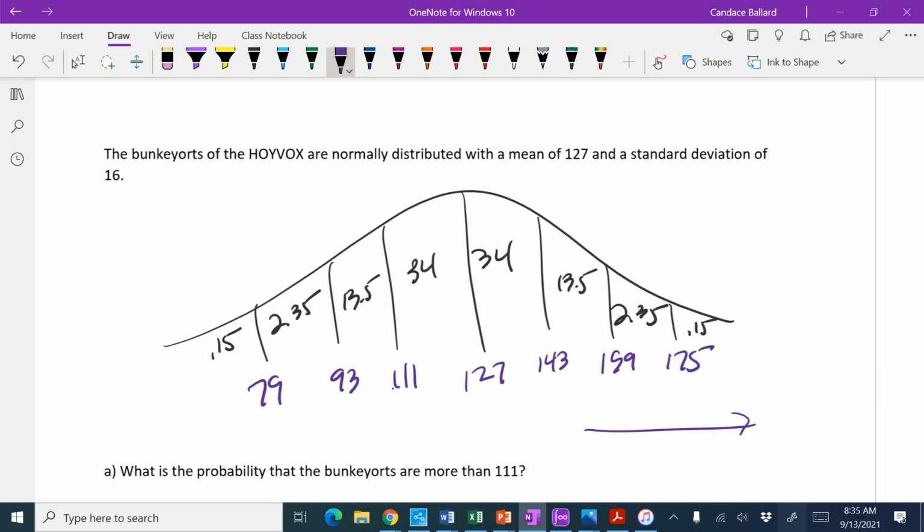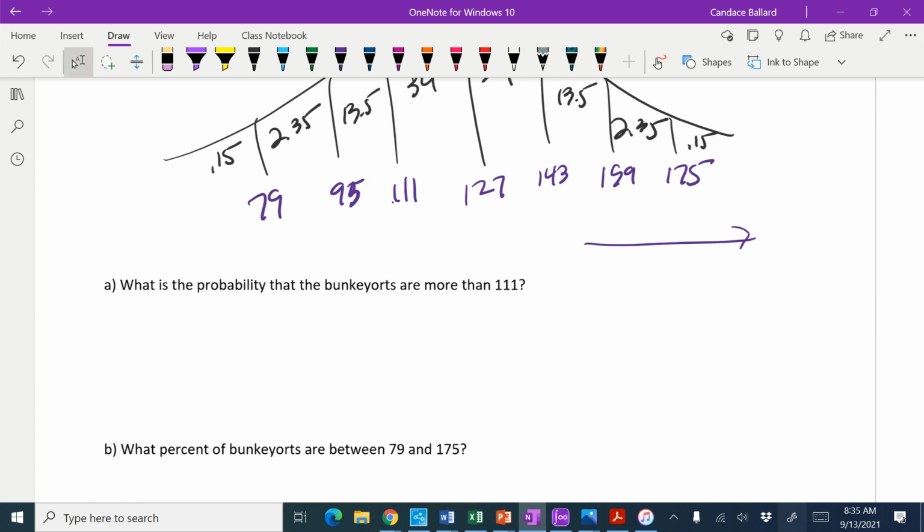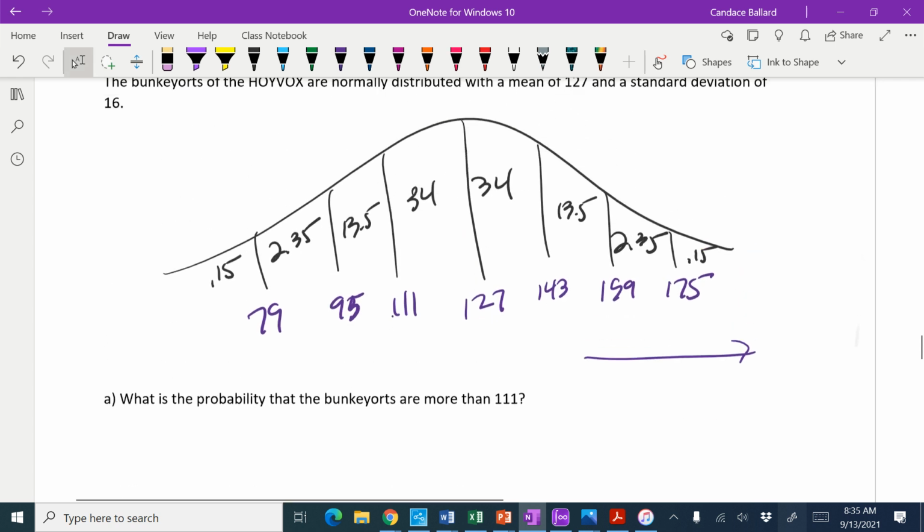79. Everybody in agreement? So we can add and subtract. We got 95. Okay, is that better? So now we can add and subtract. That's good. Okay, is the 79 still correct? Yeah, okay. All right. Probability that the Bunky-Yorts are more than 111.